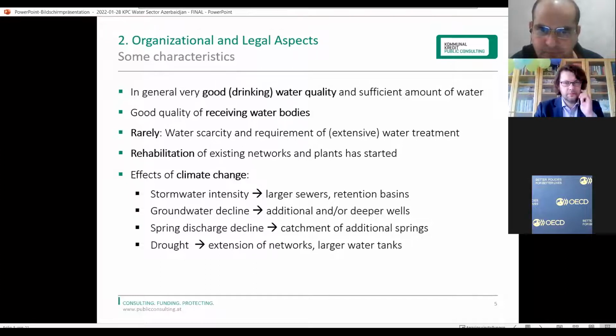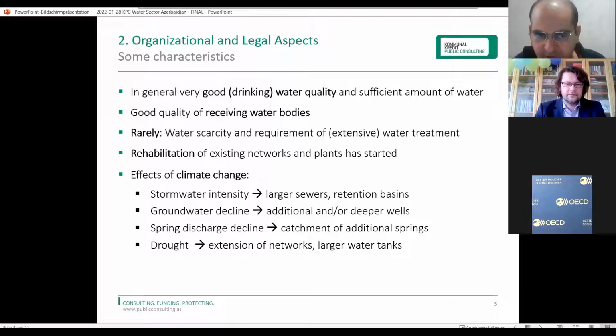Then next, this is good for us. We have a very good water quality in general, very good drinking water quality. You can drink out of the pipe almost everywhere in Austria. We have, I would say, a sufficient amount of water. We have a very good quality of receiving water bodies, of rivers. Water scarcity and extensive water treatment is not a problem in Austria. We have, of course, water treatment requirements, but this is not a problem.